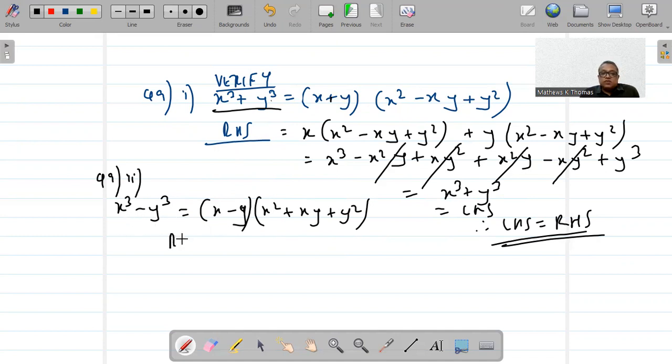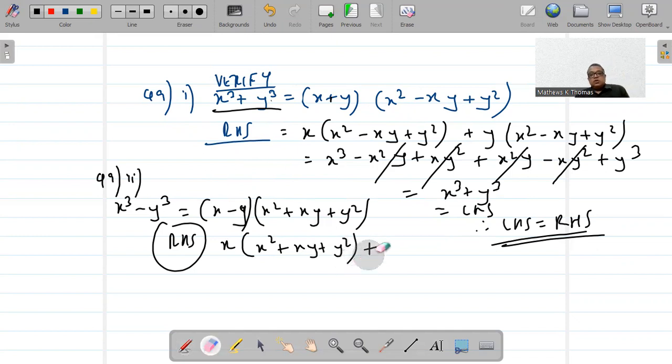Verification is same. We are going to start with the RHS. That means I will multiply x with the 3 terms, and also I'm going to multiply minus y with the 3 terms.